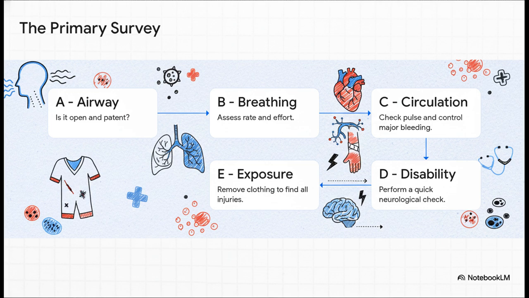A is for airway. Is it open? B is for breathing. Are they actually moving air? C is for circulation. Stop any life-threatening bleeding. D is for disability, a quick check of their brain function. And E is for exposure, getting the clothes off to find any injuries you might have missed. This sequence makes sure the most critical problems get handled first, every single time.